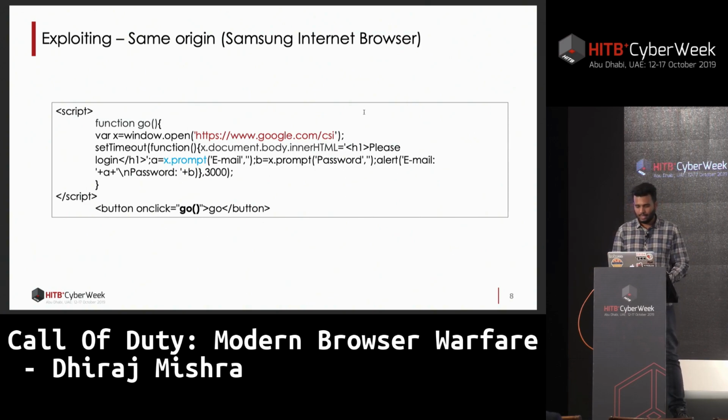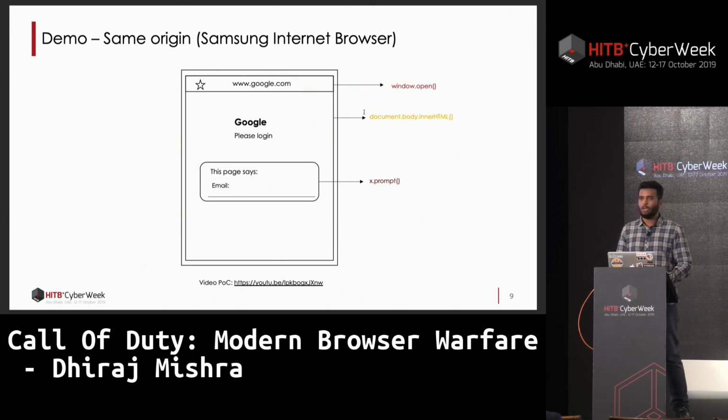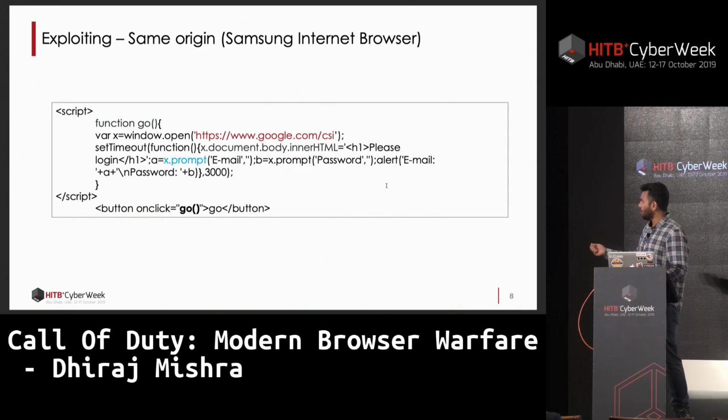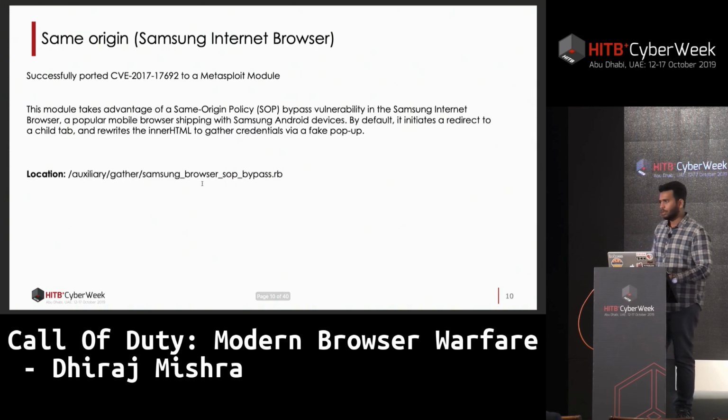So what happened is, I'll demonstrate basically. Your browser would point to google.com, but you have already played with the innerHTML function that will showcase whatever malicious code the attacker has punched in. If you look at the body.innerHTML, it says please log in with the x.prompt, and it will give you a prompt for email and password. And that email and password would be carried back to the attacker's origin. So this was reported to Samsung and they pushed a patch for this.